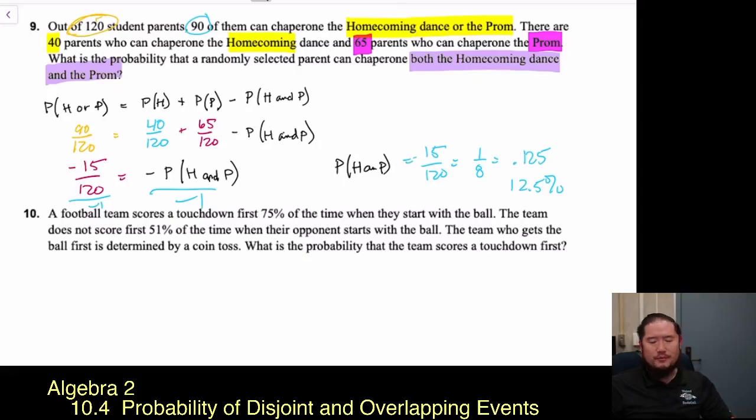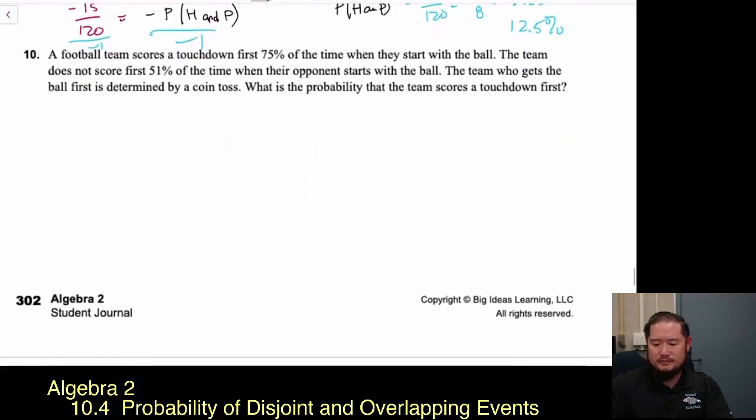All right, one last problem, number 10. And these problems tend to be challenging. I think the easiest way to do this is to organize your information, okay? And I'll show you, we'll organize it first by creating a tree.